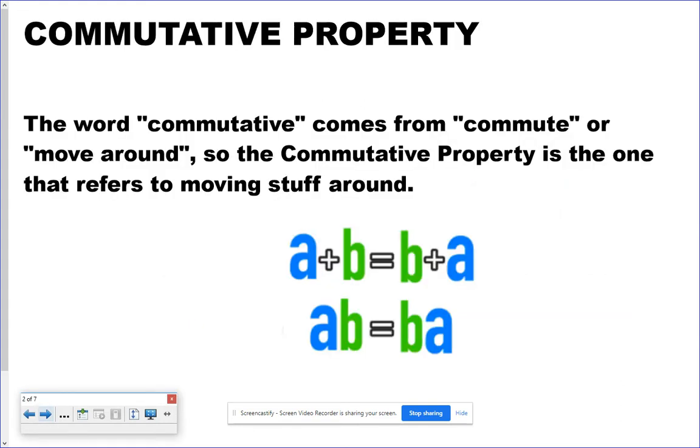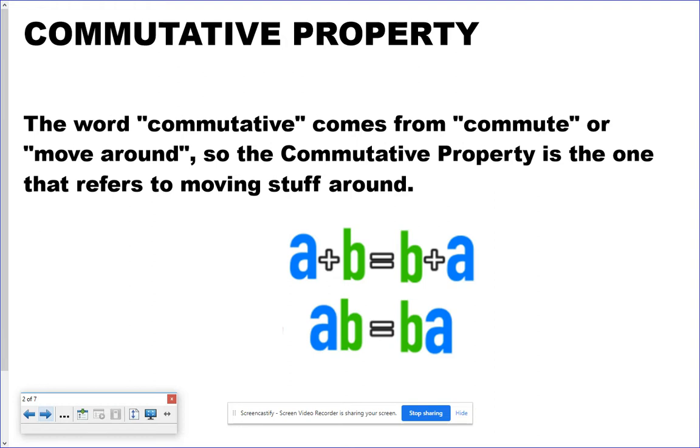Great, the first property we're going to go through is the commutative property. Right? And the word commutative comes from the word commute. So if you think about your parents commute to work, right? You guys commute to work or to school. Okay, you go to school and you come home from school, okay, or moving around. Okay, so commutative property is one that refers to things moving around.